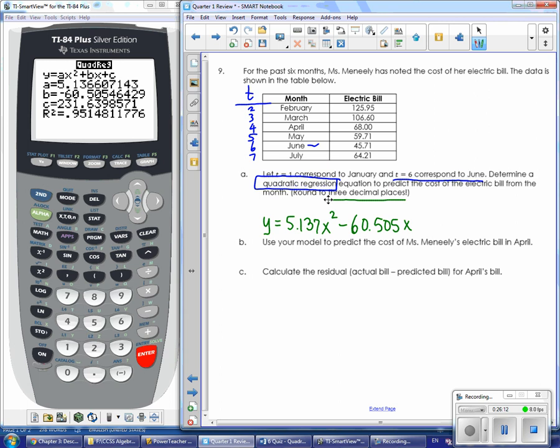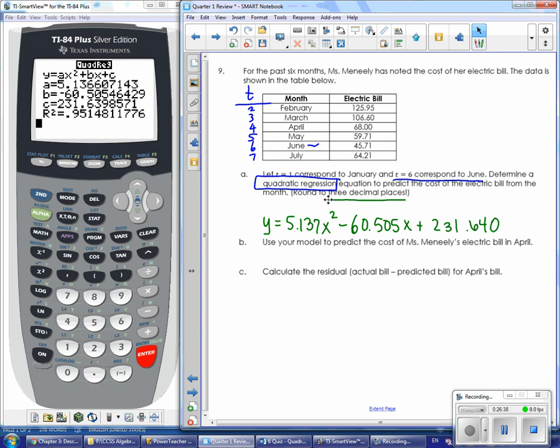And then finally, my last term is c, which is 231.639. Since the next number is an 8, I would need to round the 9 up to a 10, or the 39 up to 40. So this is actually going to be 231.640.